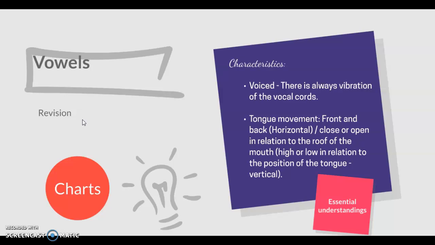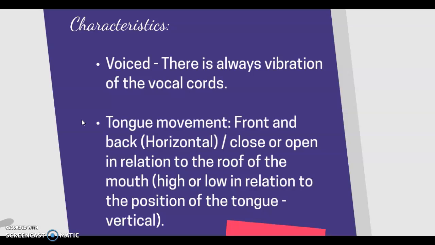Well, let's start with vowels. So let's make some kind of revision. We know that the different parts of the tongue can move horizontally or vertically to shape the vowel that it is producing. But there are other characteristics that we know that vowels have. They are always voiced. That means that there is always vibration of the vocal cords when you produce the sound. The air goes out through our mouth freely. So that's why they are always voiced. The vocal cords are always vibrating when producing the vowels.